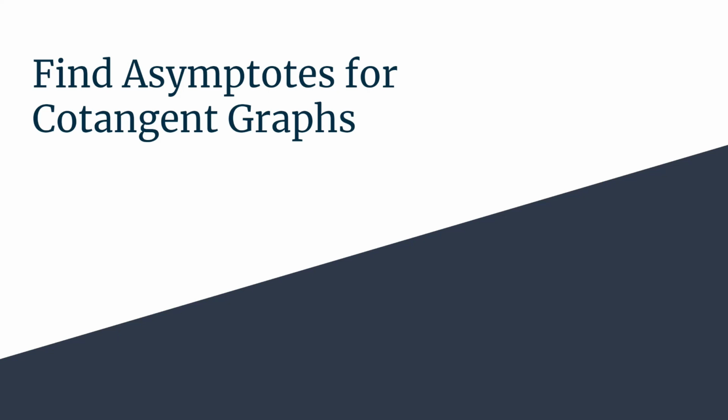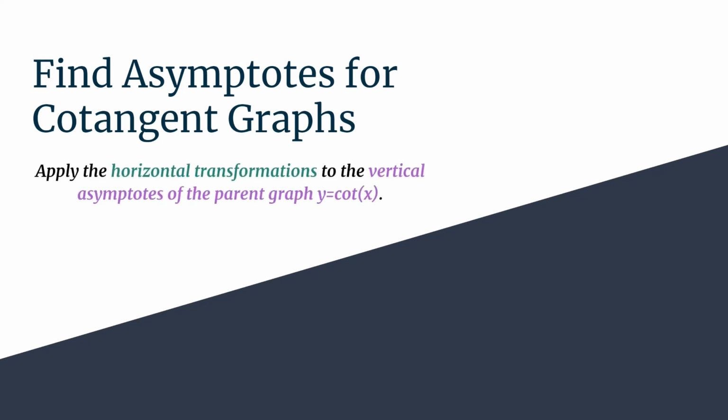In this video, we're going to look at a quick way that you can find the vertical asymptotes for cotangent graphs given any cotangent equation. So the key point here is that we are going to apply the horizontal transformations to the asymptotes from the parent graph y equals cotangent x.